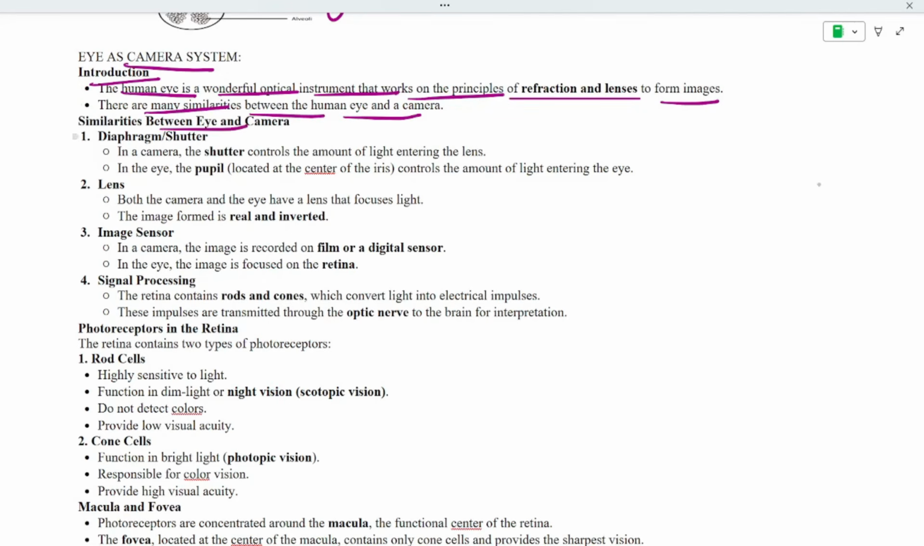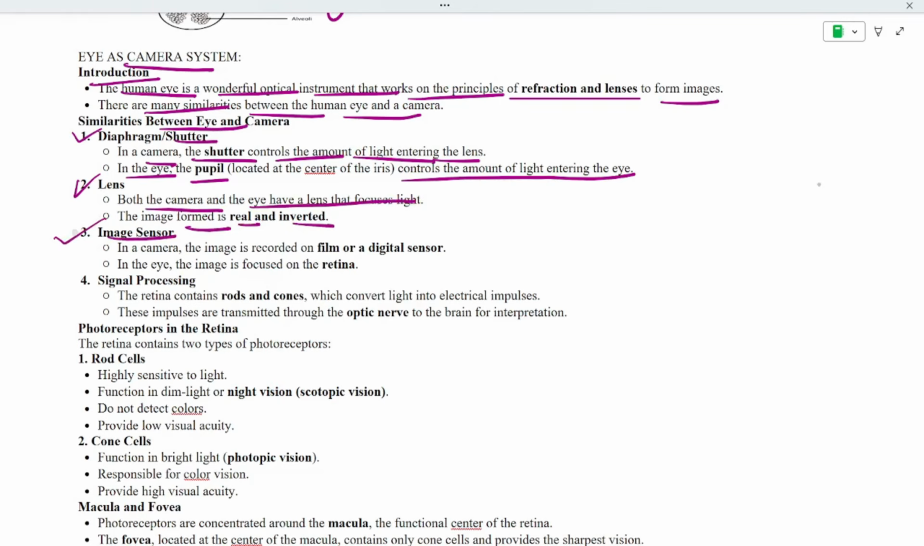Their similarities: diaphragm or shutter. In a camera, the shutter controls the amount of light entering the lens. In the eye, the pupil controls the amount of light entering the eye. Next, lens: both the camera and the eye have a lens. Through focus, the image is real and inverted.